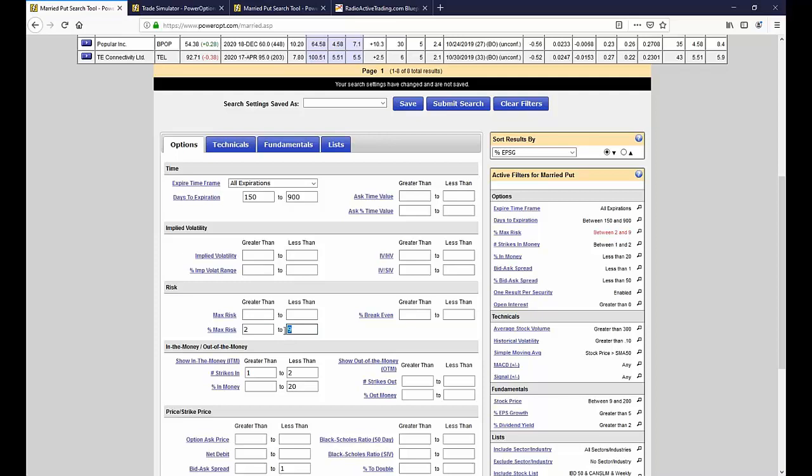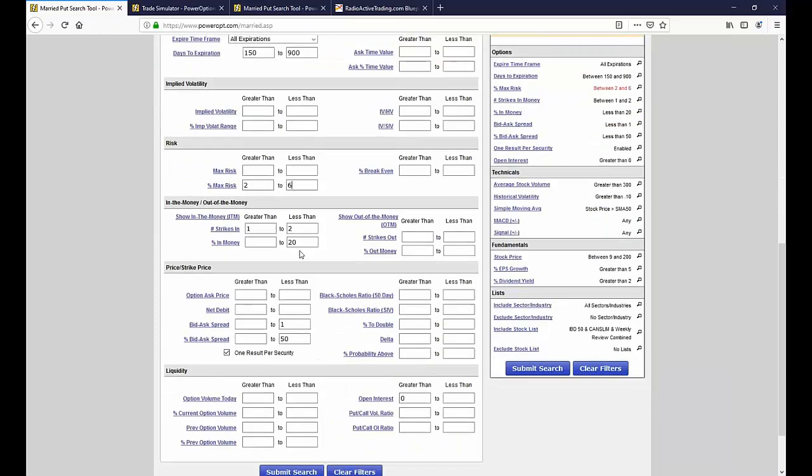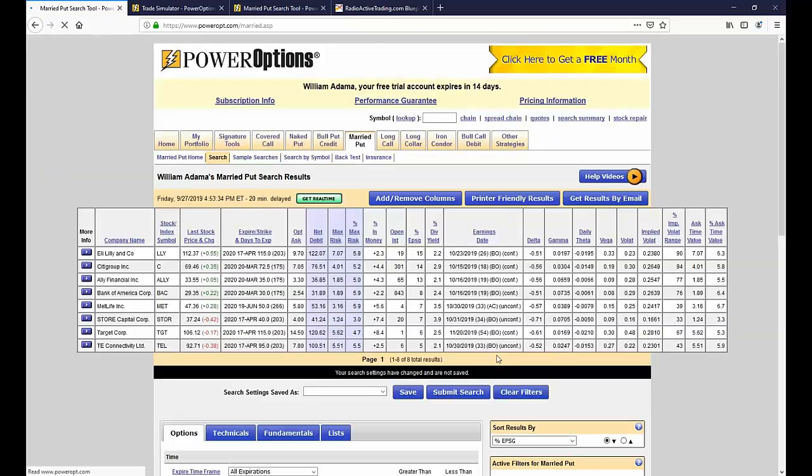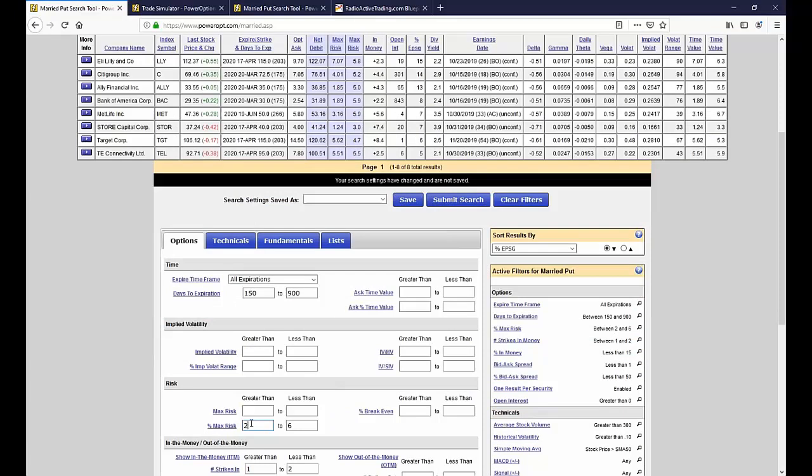I can tweak the maximum risk field also if I'm looking for a dividend-paying stock. I might go just 2 to 6 and still be no more than 1 or 2 strikes in the money in this case. This might not add any more. In fact, it didn't. But sometimes when you lower this down on a low volatility dividend stock, you can go only 1 or 2% out of the money and have maybe only a 2% risk on the position.